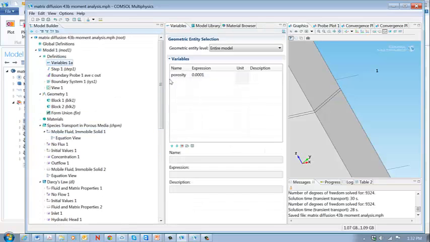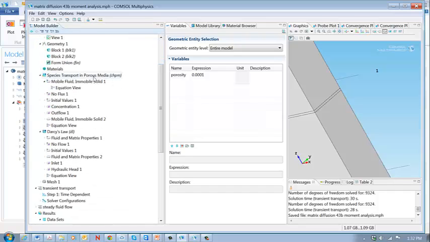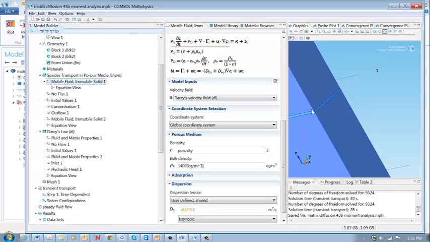So when I change this, I'm changing the porosity of the matrix, but not the porosity of the fracture. The reason I'm doing that is because the porosity of the fracture controls how rapidly the flow goes along the fracture, and I want to hold that constant. I'm going to change the porosity of the matrix, but I don't want to change the porosity of the fracture.